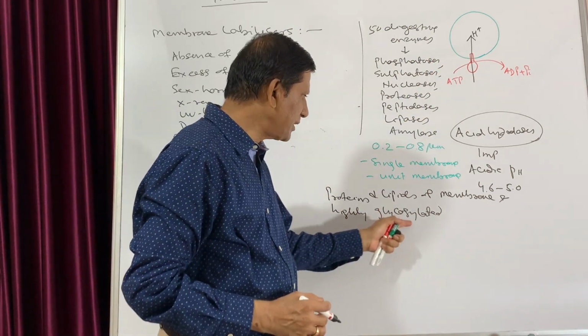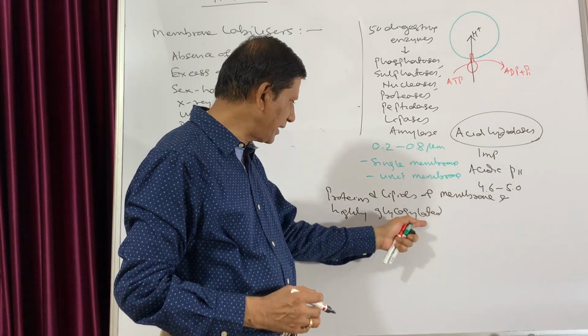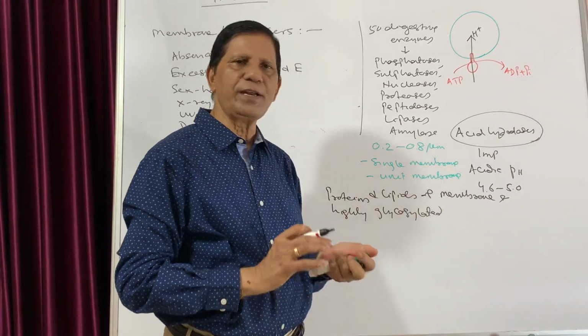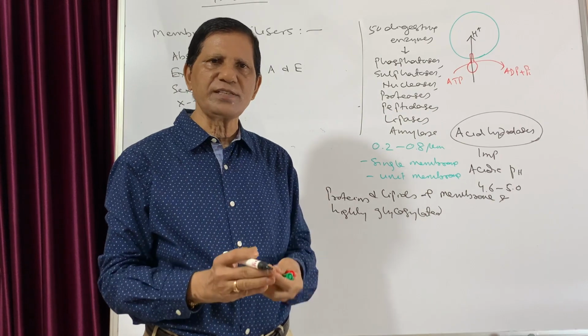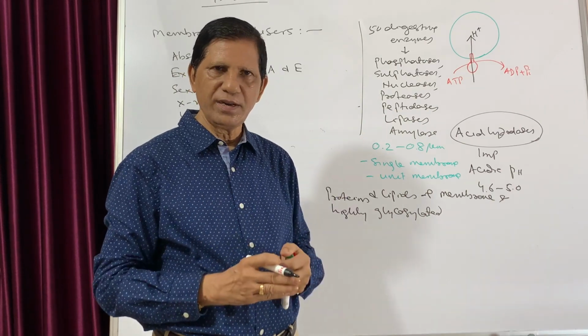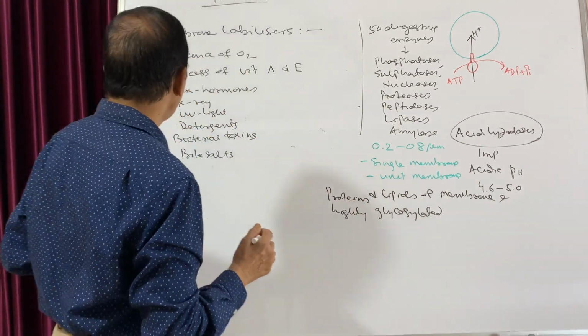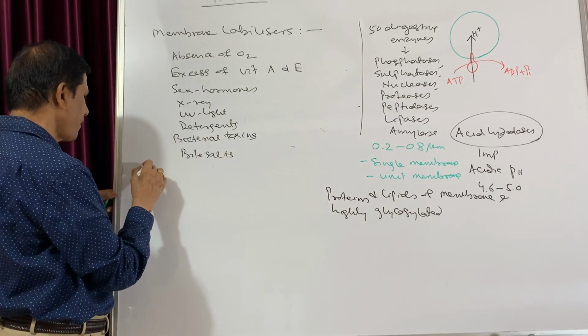Now, in addition to these glycosylated lipids and proteins, there are also certain other substances which stabilize the membrane, and they are known as membrane stabilizers.